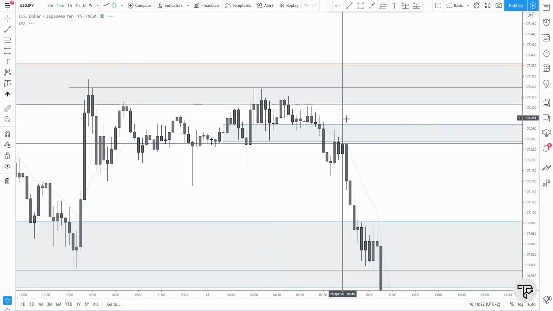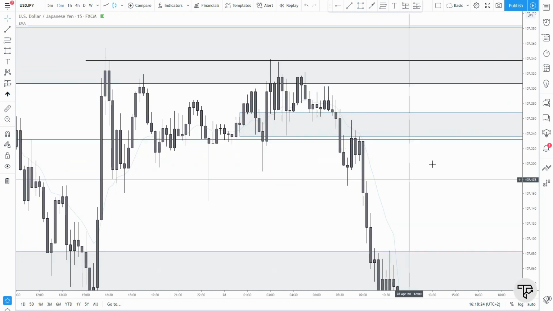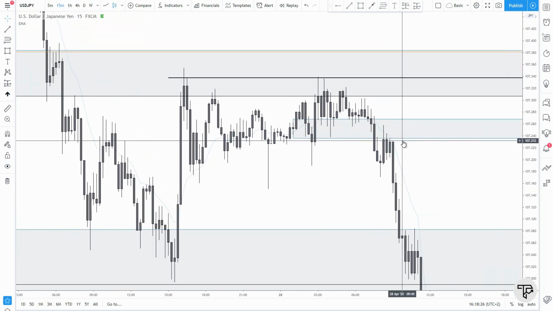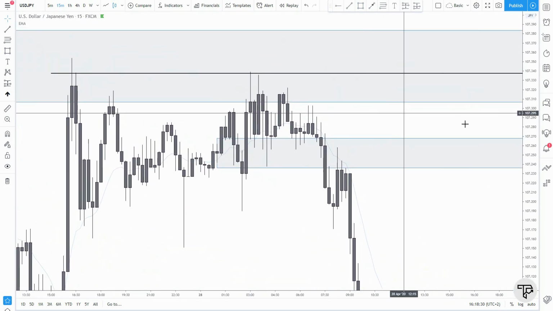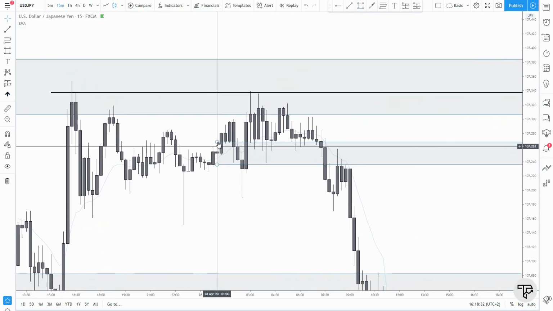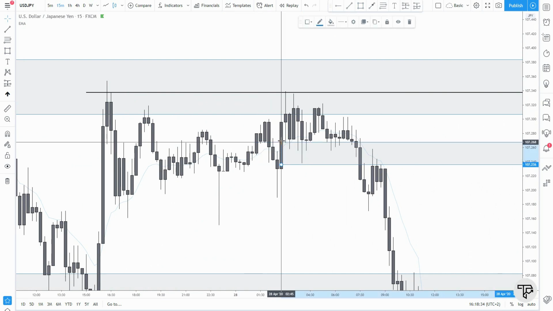And if I drop to the 15-minute time frame, I just want to delete the Fibonacci level because it's confusing me. So if we drop down to the 15-minute time frame, we can see that there was an area, a strong wick area just right here.